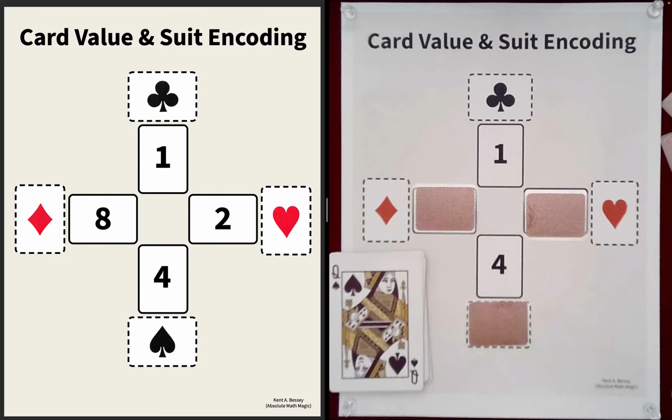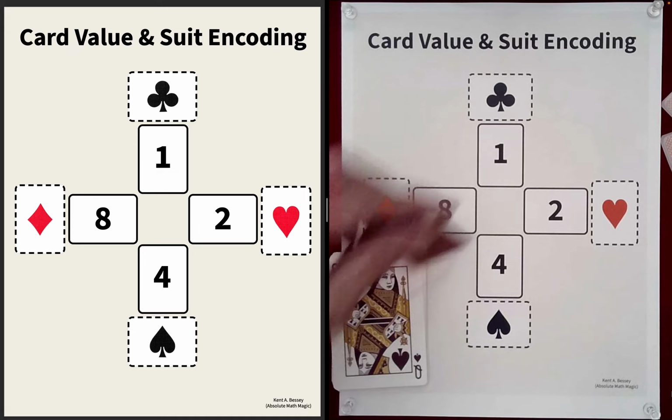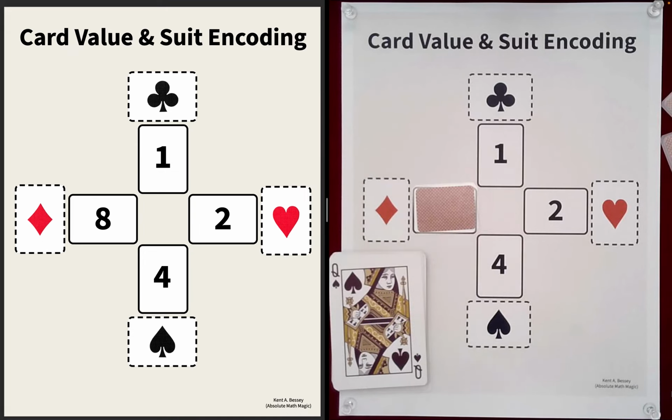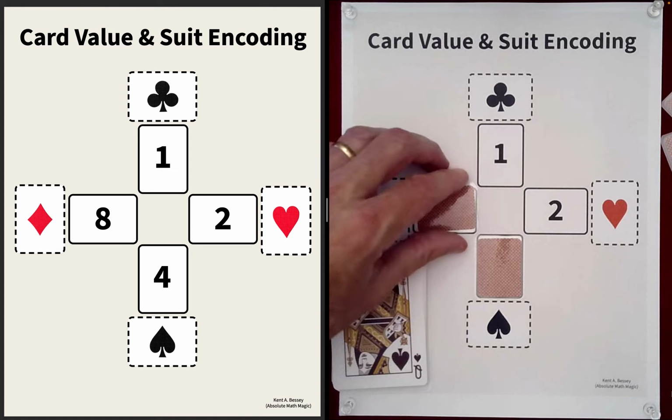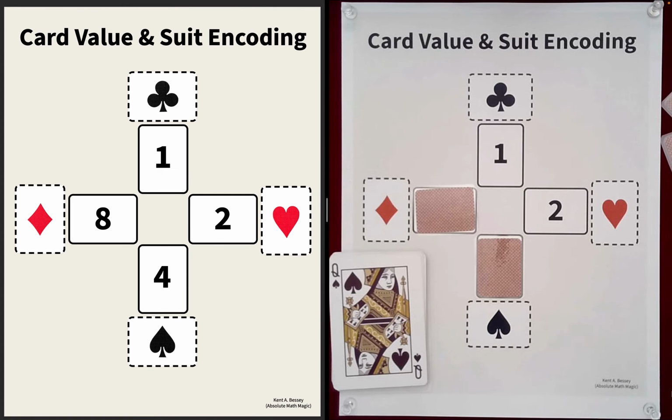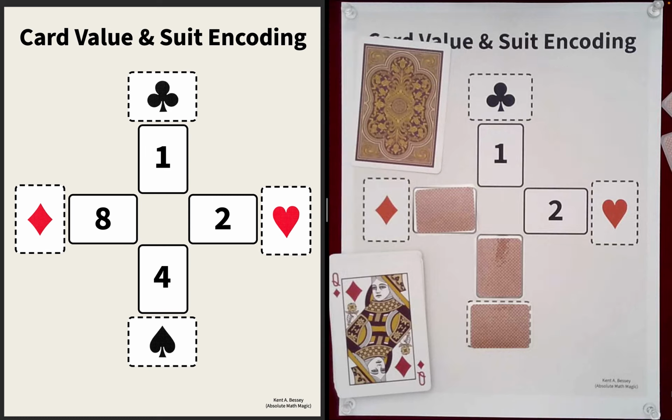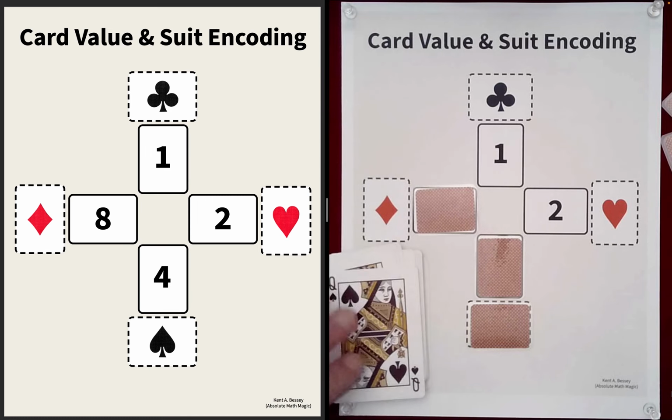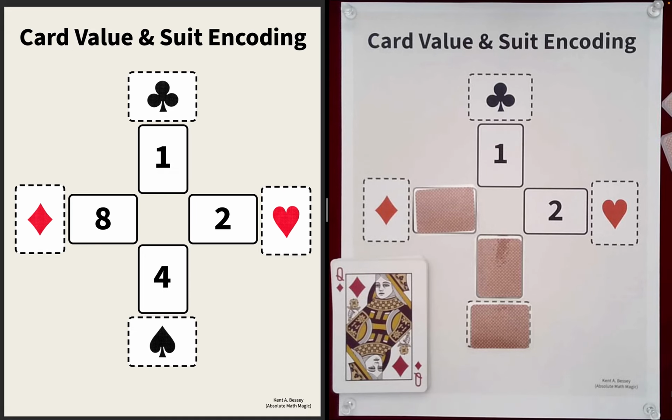Okay, and then a queen. How would we represent a queen? Well, a queen is 12, and so 8 is needed to build a queen, and then just 4. 8 plus 4 is 12. It's a spade, so there you go. So your assistant comes in, looks at that, and goes, that's the queen. Once again, this would be face down, and they would look at that and say, that's the queen of spades, right?